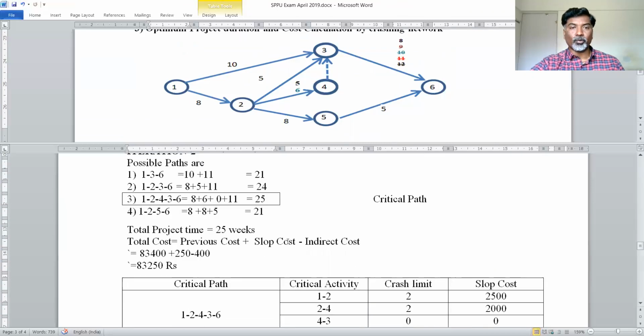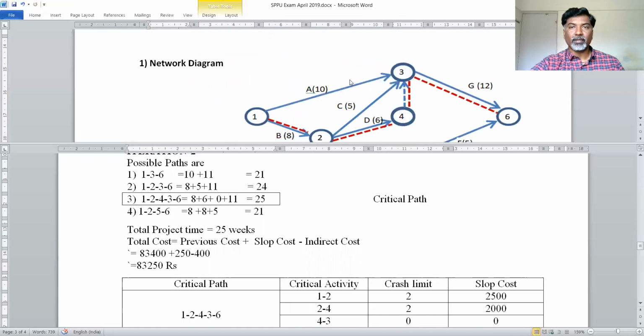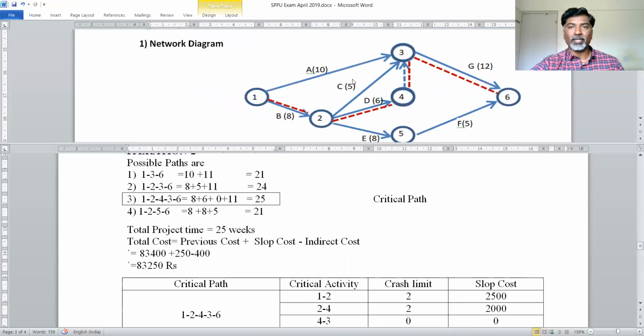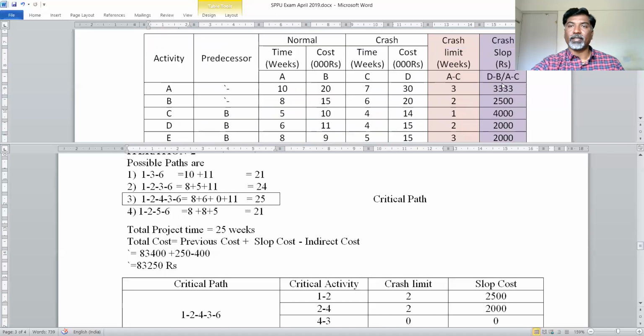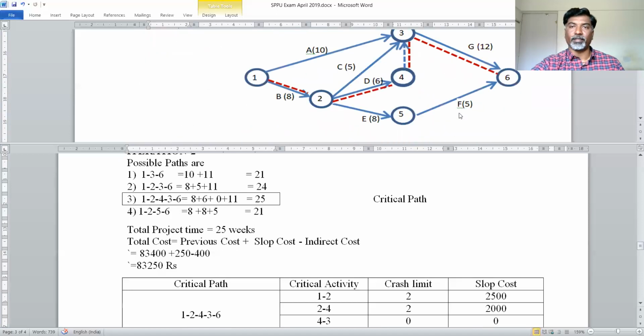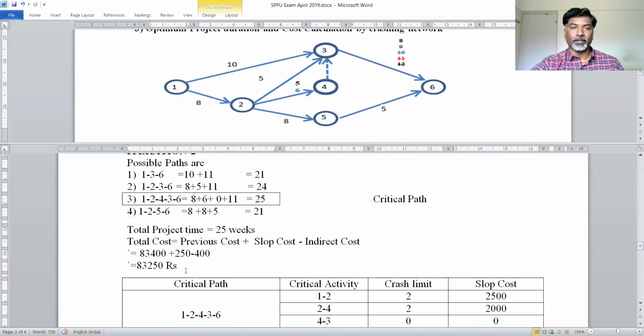Then slope cost. Slope cost means whichever activity we have crashed. Activity 3 to 6 we have crashed, that is activity Z. For activity Z, the slope cost value is 250. That we have taken here. And the indirect cost, that is given per week, is 400 rupees. So if you solve this example, you will get 83,250.